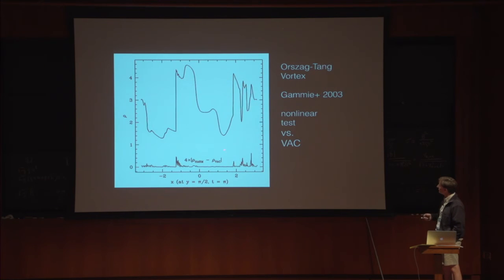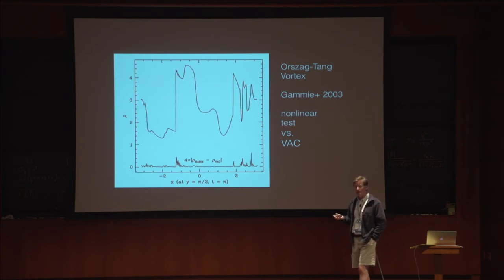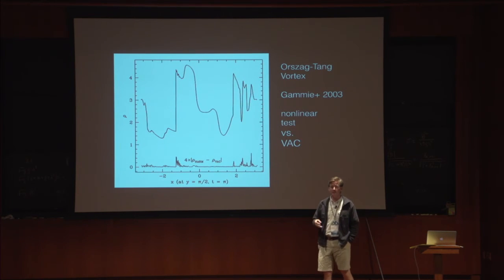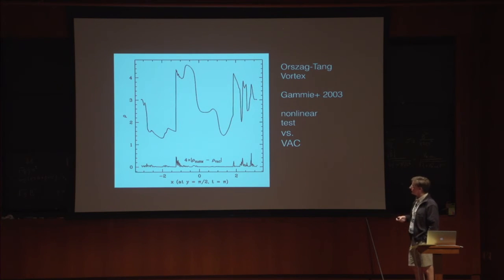So this shows an additional nonlinear test problem where we integrated this classic MHD test called the Orszag-Tang vortex, which is a test problem that produces shock waves and produces a current sheet in the middle of the grid. And we compared the solution from Harm to the solution from a code which we believed was correct because it was written by one of our co-authors, called the versatile advection code.